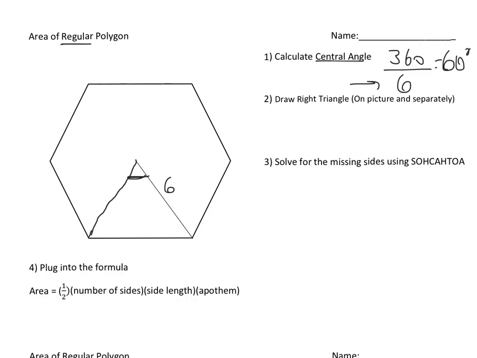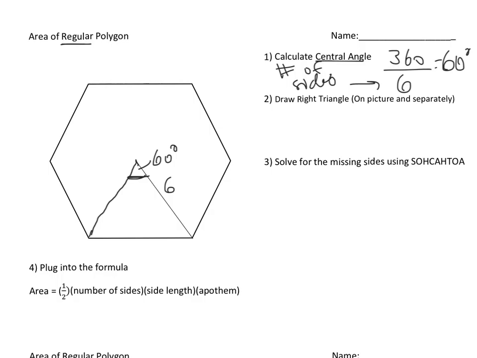Okay, and this 6 is from the number of sides. So that means that this angle right here is 60 degrees. Okay, if it was an 8-sided, I would divide 360 by 8. Okay, and now it says draw the right triangle on the picture and separately. So right now I don't see a right triangle, all I see is a 60-degree angle.